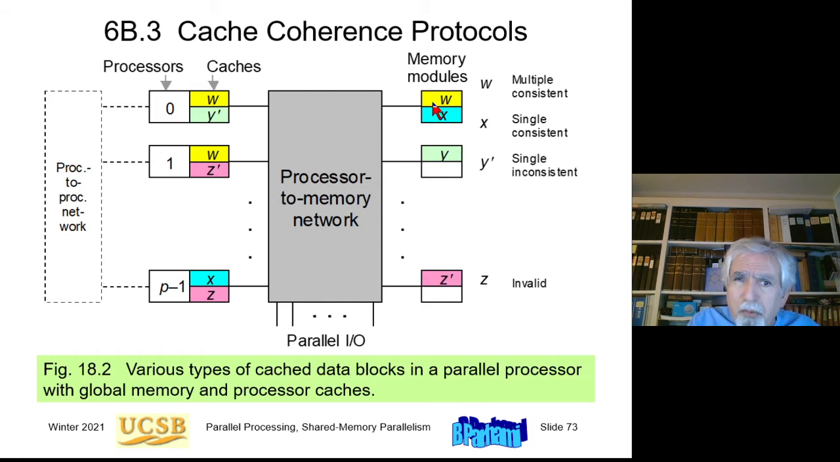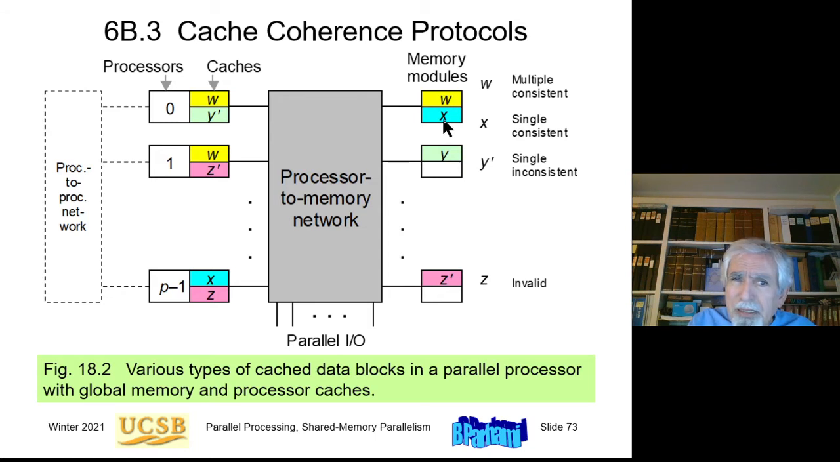And this leads to no problems. Each of these 2 processors can access W at high speed and the 2 are consistent, so for reading they both get the same value. However, if one of them decides to write something into this and turn W into W prime, then the 2 copies become inconsistent, and we have to deal with that.